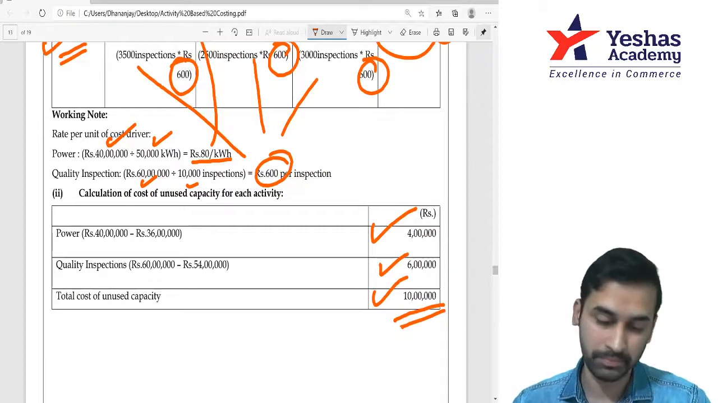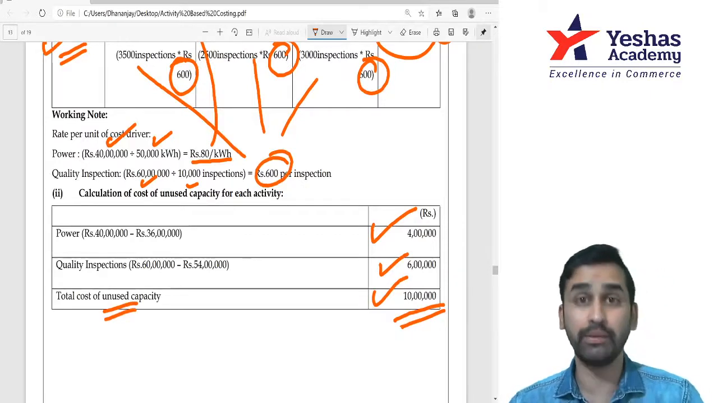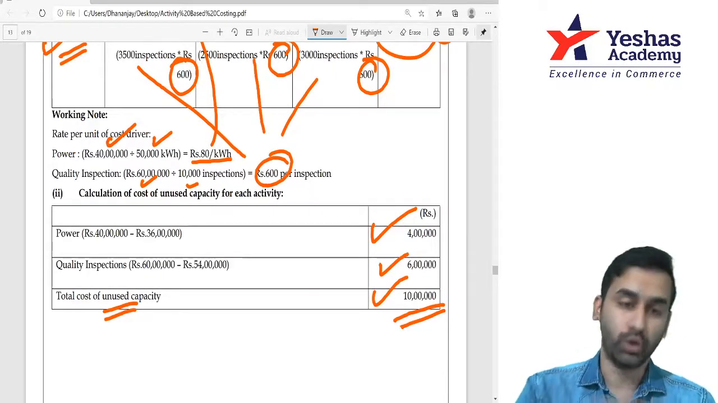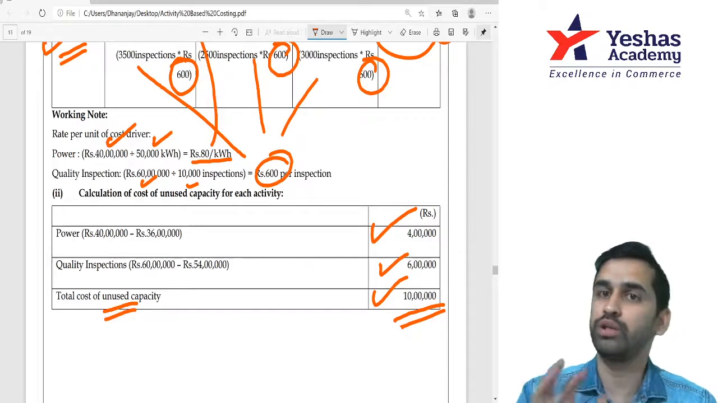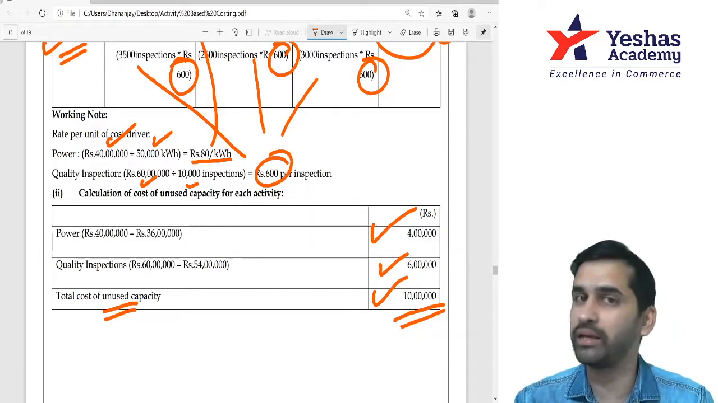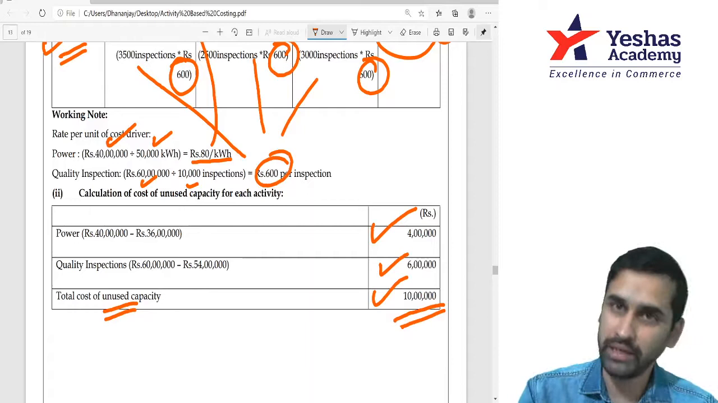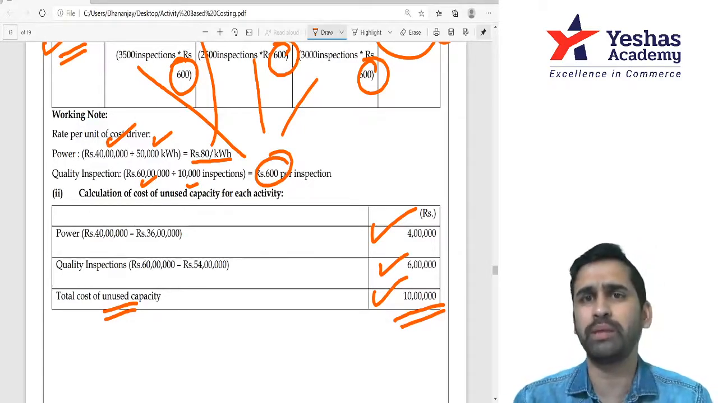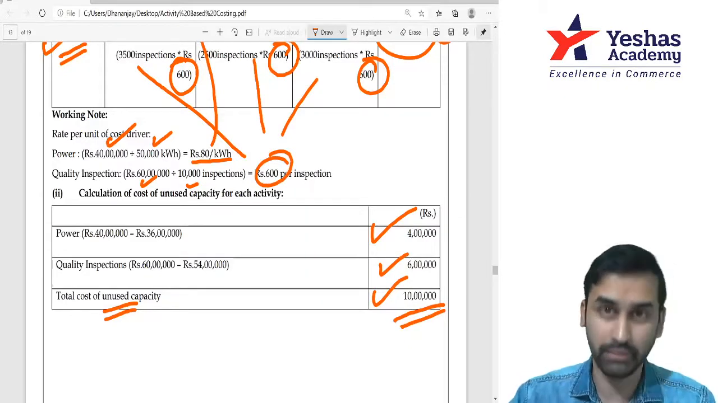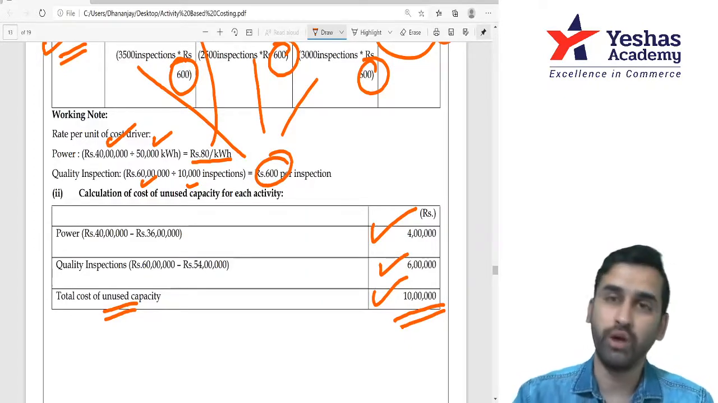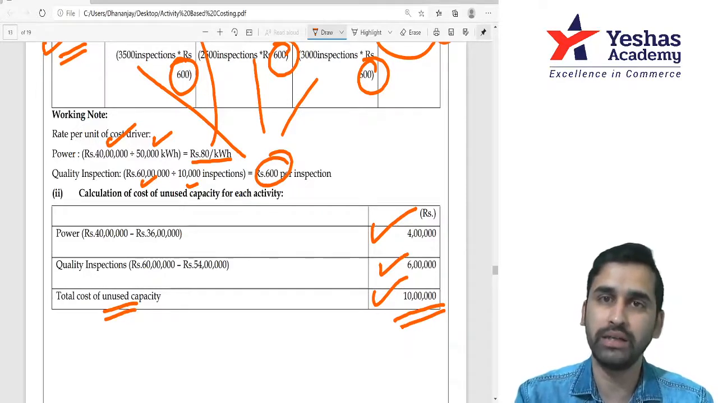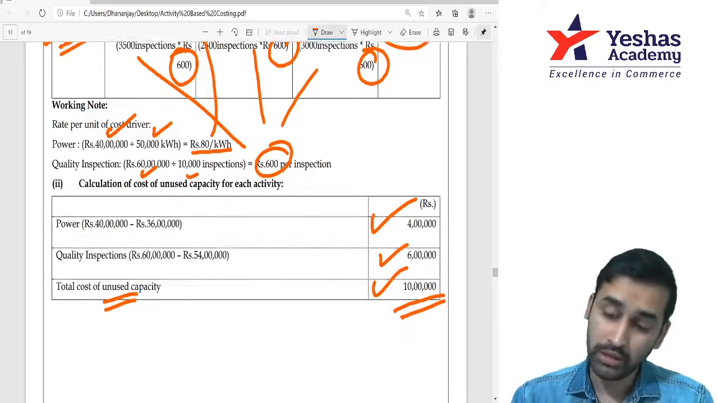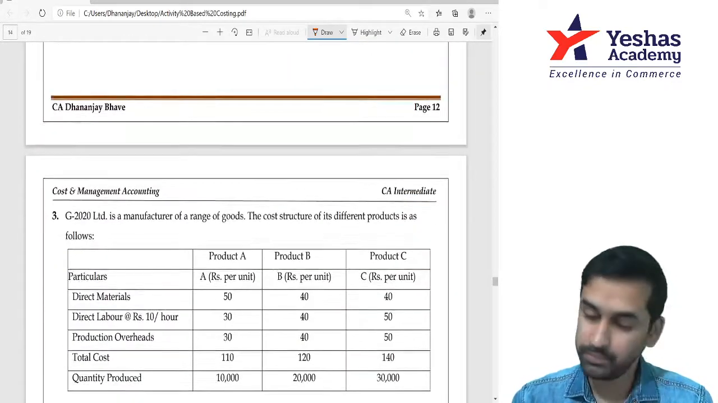Simple, very simple. Just because you see a new word in the exam, unused capacity, you shouldn't worry. Normally in ABC, the total of the individual products will be equal to the total of the company. In this question, that is not happening. That means the total of the company was budgeted, the total of the actuals is not matching, and the difference is unused capacity. Simple. Don't think it is some new adjustment or new kind of problem. Normally the total used to match. If it is not matching, then there is unused capacity. All right, let's see the next problem.